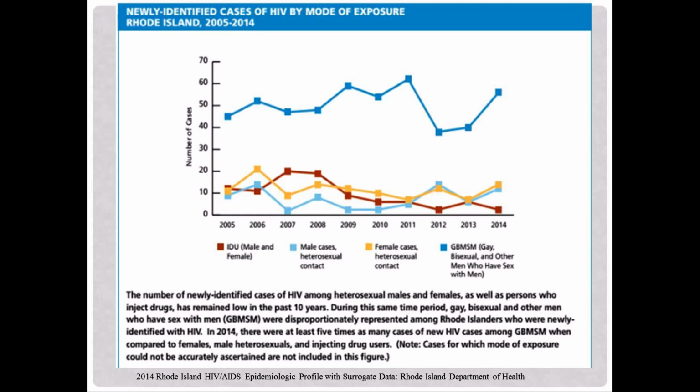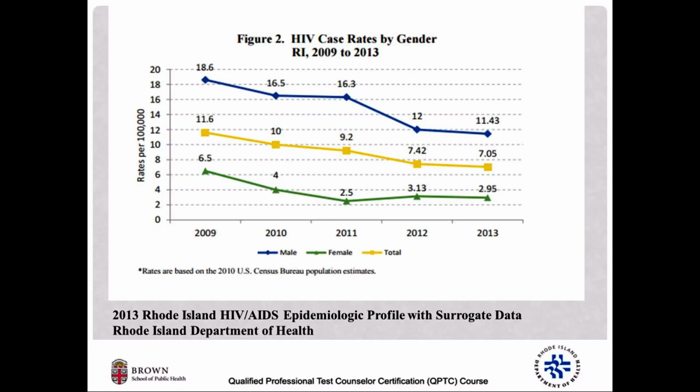Similar to the national statistics, as you look at the risk groups and the groups of people in Rhode Island infected with HIV, it tends to really impact gay, bisexual, and other men who have sex with men. You can see the dark blue line here, about 50 to 60% plus of all new HIV cases in Rhode Island tend to be MSM. When we look at gender, you can see that men tend to be disproportionately impacted. Women are much less affected here in Rhode Island.